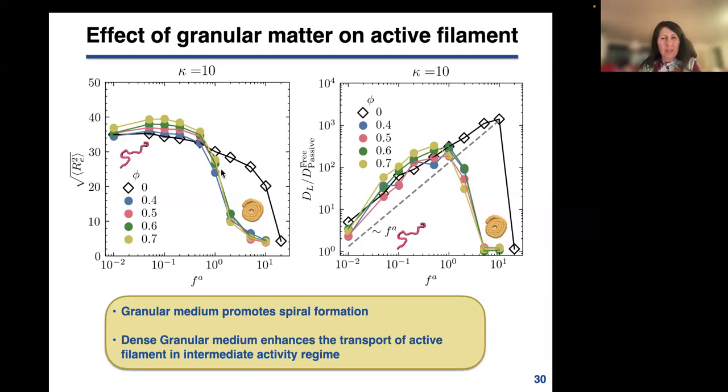And if you look at the dynamics, again, you see something similar in terms of the trends. At low activities, if you have a sufficiently dense medium, like 70%, you can have enhanced dynamics, where you get beyond the free space, which is interesting, that somehow they can use the grain in their favor for low activity levels. And then at high activity levels, because the polymer transitions to a spiral-like configuration, it gets much slower dynamics than the free space because the spiral formation happens even at lower levels of activity than the free space.